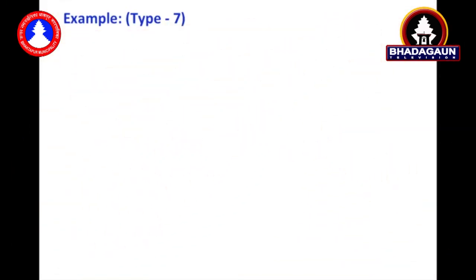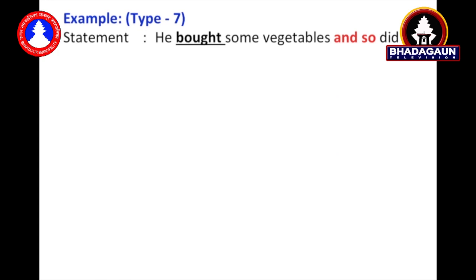This is example type 7. The statement is, he bought some vegetables and so do I. And what's its negative? Do we have an auxiliary verb here or not? We don't have an auxiliary verb here. What's the main verb? The main verb is bought. This is past, and this means we use did as the auxiliary verb.